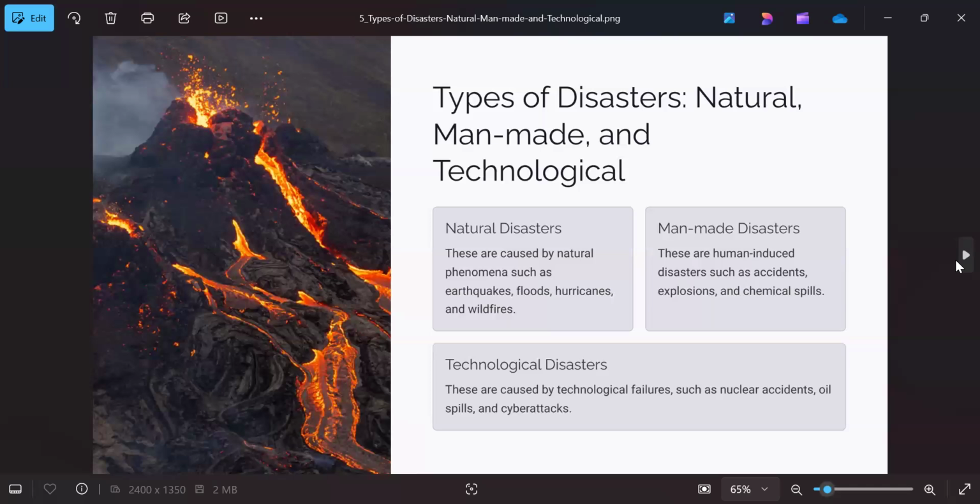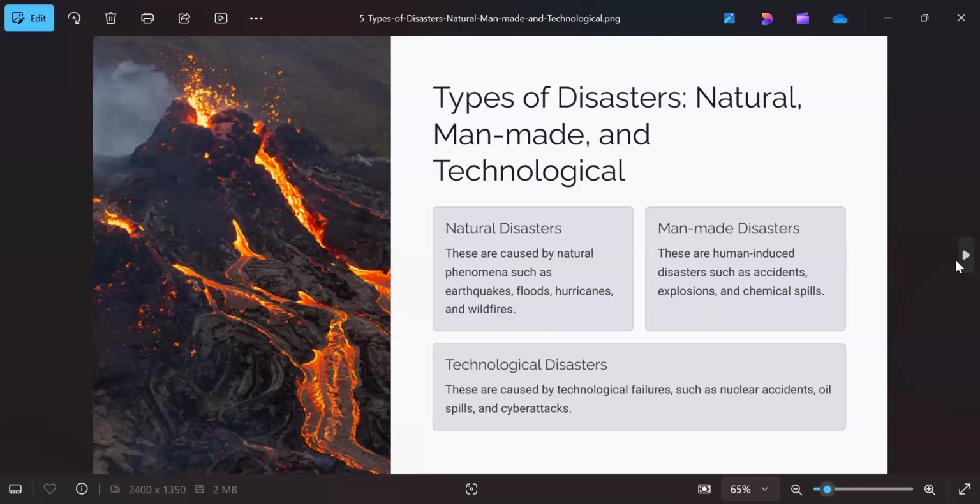Then there are some technological disasters. These are caused by technological failure, such as the industrial accident in Bhopal. Many of you must have heard of it because it happened 20, 30 years back. There was a gas leakage and many people lost their lives. So that is a technological disaster. Then there can be some nuclear accidents, there can be oil spills, there can be cyber attacks. So all these are technological disasters.